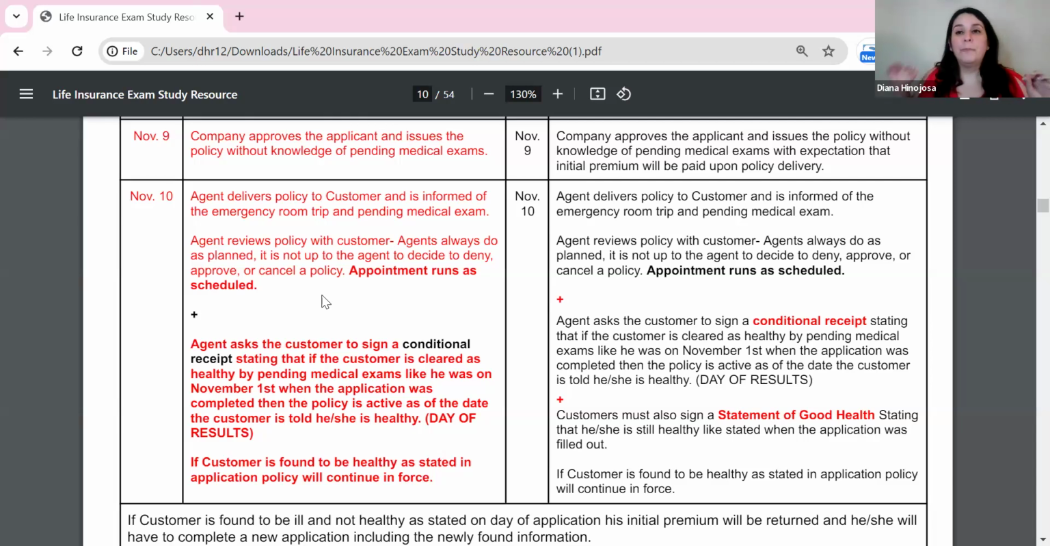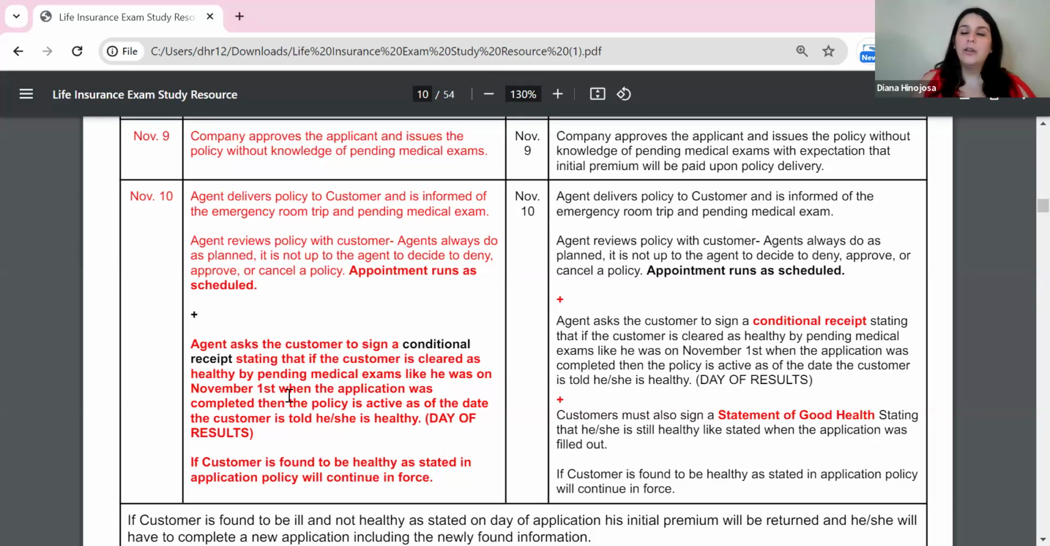So now we're going to tell the customer, all right, here's the conditional receipt. It says that if the condition exists, that you are healthy, great, we continue as is. So now your customer, even though he paid, is not officially covered yet. So here on the red side, we ask the customer to sign that conditional receipt. He's basically stating that he feels healthy. However, we know that there are medical exams we are waiting on, and he's not going to be covered as of the first of the month, even though we already have money.